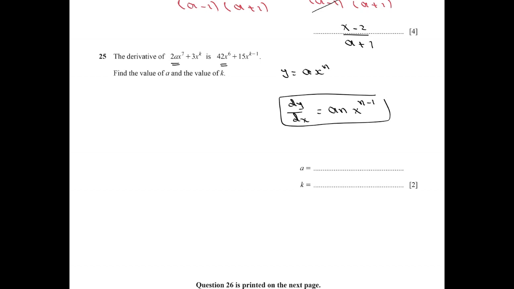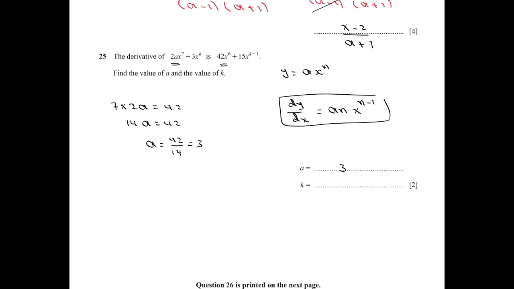7 times 2a must be equal to 42. 7 times 2 is equal to 14, so 14a is equal to 42. Then the value of a will be 42 divided by 14, which is equal to 3. So the value of a is 3.